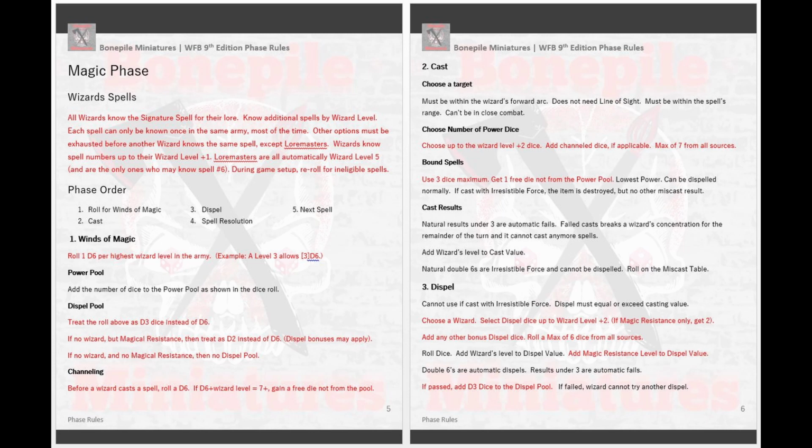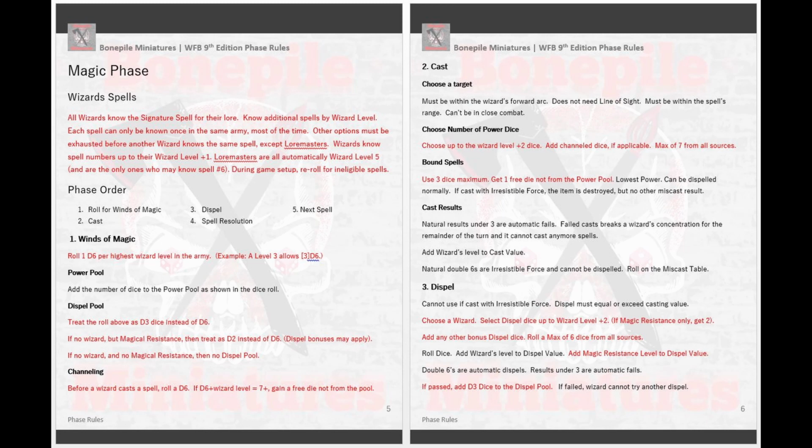Next is channeling, and I do have another change for that. It says, before a wizard casts a spell, roll a d6. If the d6 plus the wizard's level is 7+, then gain a free die not from the power pool. So this means that wizards can try to channel for each spell they try to cast. And the wizard who does the channeling gets the benefit of the channel. It does not pass on to others, except that there may be less dependence upon the power pool for that one spell. So simply roll a channel die before each spell.